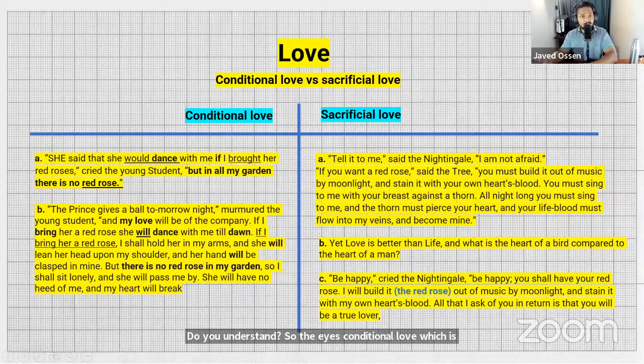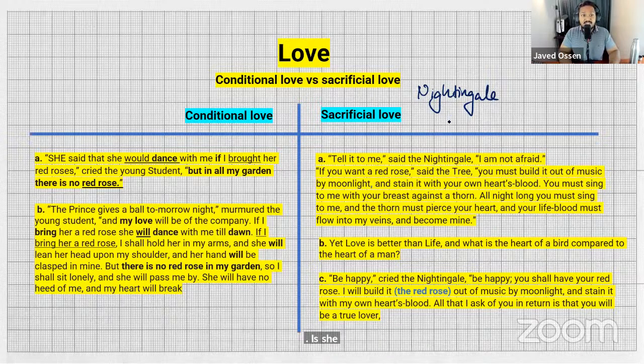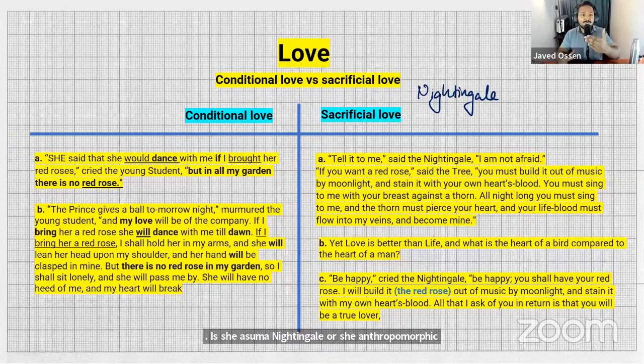And then there is sacrificial love. What do you mean by sacrificial love? What do you mean by sacrificing? It means giving up something that you have for someone else's benefit. It means you're giving up something for someone else's benefit, not for your benefit. So remember, the two characters that I am going to talk about now is the Nightingale. Is she an ordinary Nightingale or is she an anthropomorphic Nightingale? A Nightingale that behaves like a human. A Nightingale that has human qualities. She is an anthropomorphic Nightingale, a Nightingale that behaves like a human.